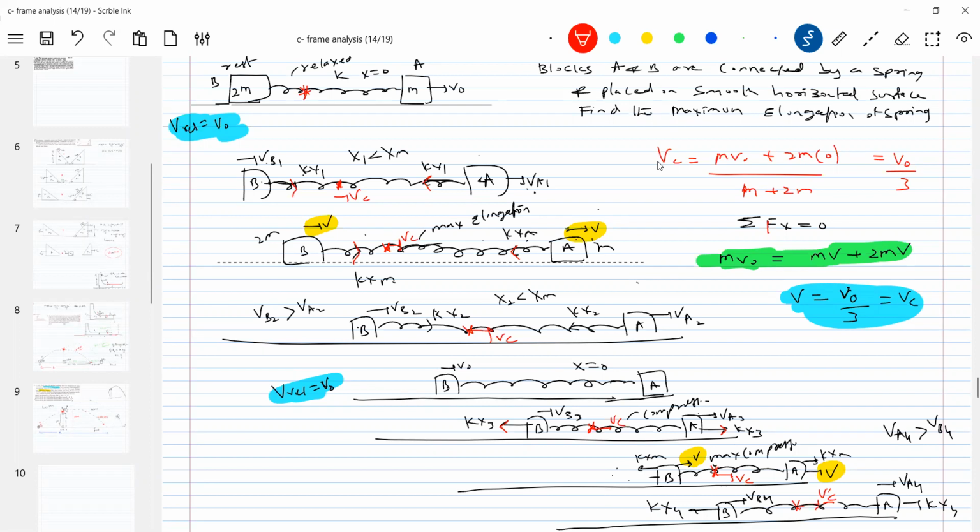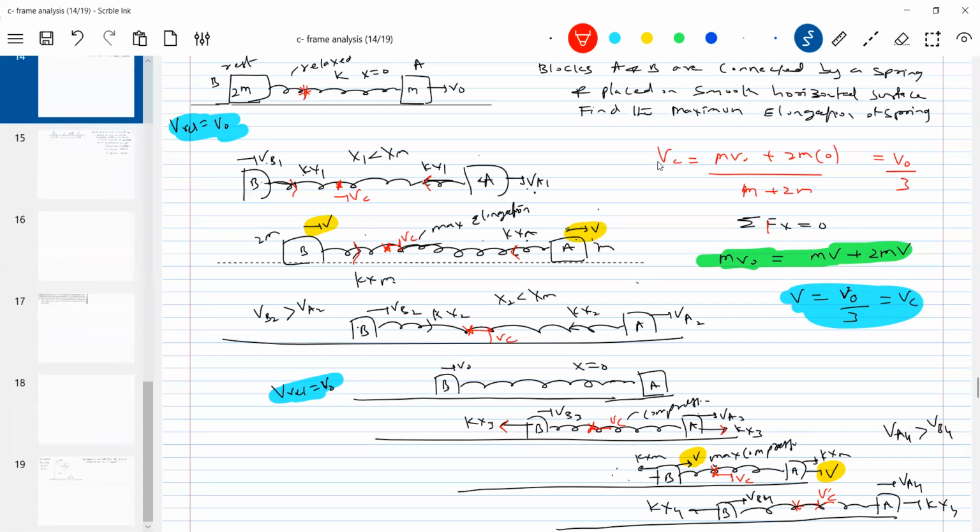Can I apply conservation of mechanical energy? Yes, you can apply. Can I find out VA2? Can I find out X2? Yes. Can we calculate that maximum compression? How to calculate maximum compression? I said one very important thing. What is that? At maximum elongation or compression, what is the velocity of the blocks? It will be the velocity of center of mass.